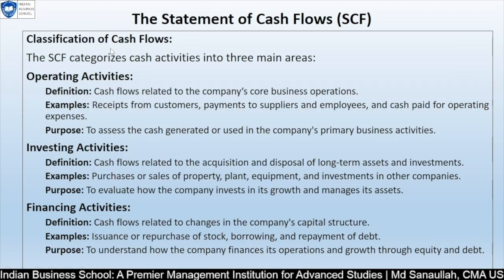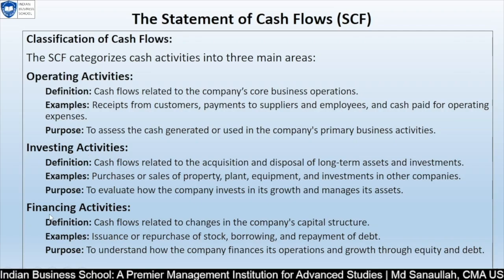So now we are going to learn about the classification of cash flow. As we know, cash flow has three different classifications. First one will be operating cash flow. In operating cash flow, we actually want to know about the cash flow related items with regard to the company's core business operation, like receipts from customers, payments to suppliers and employees. These are the things. Then investing activity, we have discussed it.